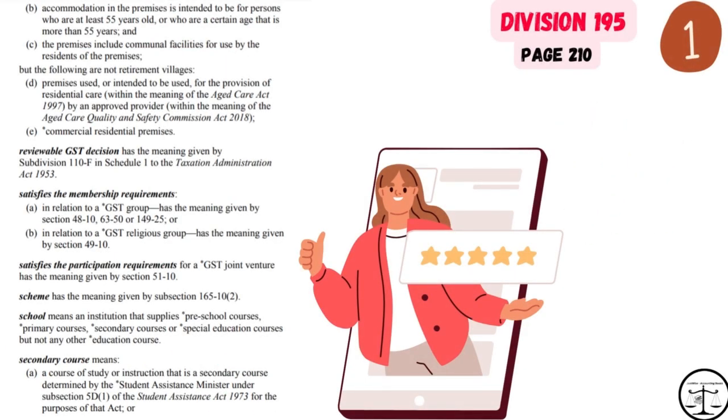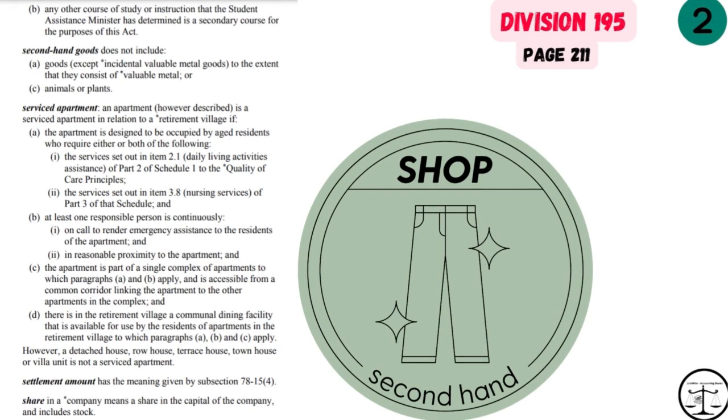Please find on page number 210. Word number 1. Reviewable GST decision. 2. Satisfies the membership requirements. 3. Satisfies the participation requirements. 4. Scheme. 5. School. 6. Secondary course. Next page, that is page number 211, word number 7. Second-hand goods. 8. Service department. 9. Settlement amount. 10. Share.